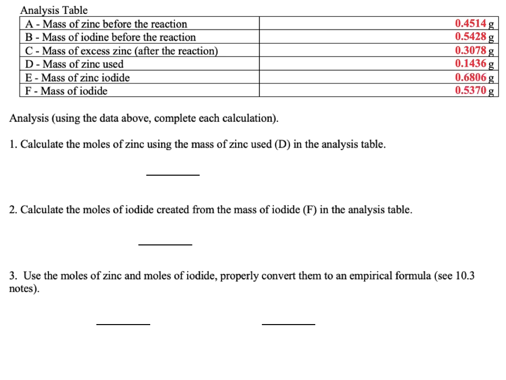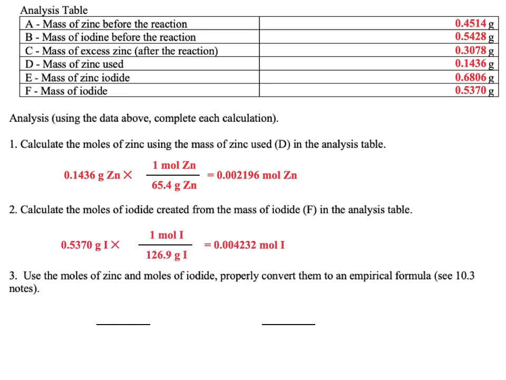Now, to calculate the moles of zinc, I'm going to take the mass of zinc, which is letter D, and multiply by 1 mole over the molar mass, which comes out to 0.02196 moles. Then to do the moles of iodide, I take the mass of iodide times 1 mole over its molar mass, and it comes out to 0.004232.